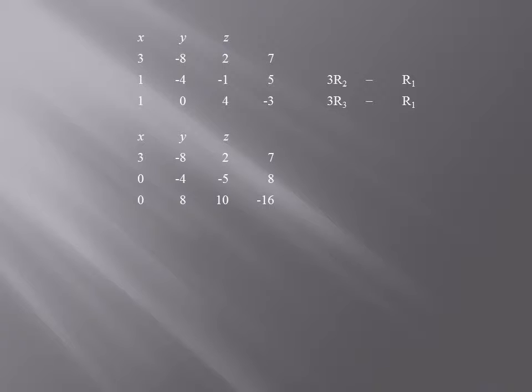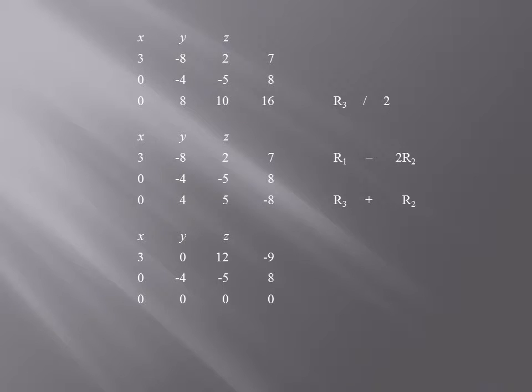Before pivoting again, notice that the third row can be divided by 2. Now let's pivot on the -4 in the second row, second column. Now look at the third row. In the case when there was no solution, we had zeros and then a non-zero number at the end. Here we have all zeros.